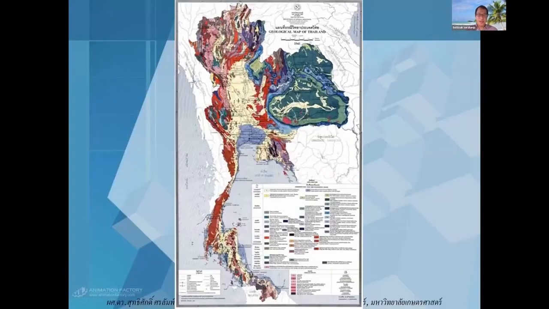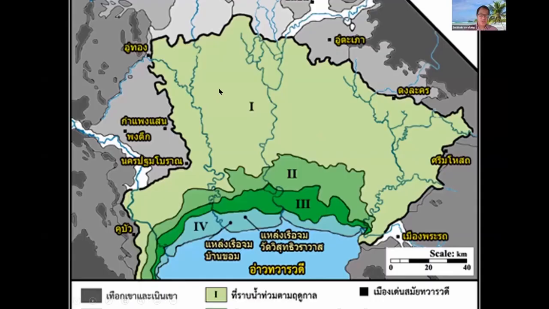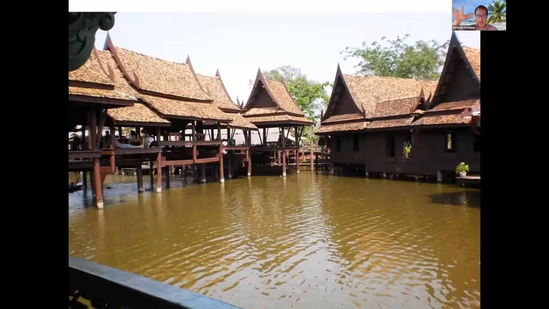Okay, let's come to Bangkok, Thailand. This is the geological map of Thailand. This is the map showing the ancient shoreline. The people who lived in this area in the past relied on the canal. They used the canal as the transportation route, and they lived along the side of the canal, like this one. The first floor is elevated up.